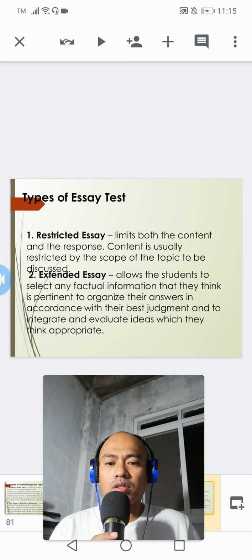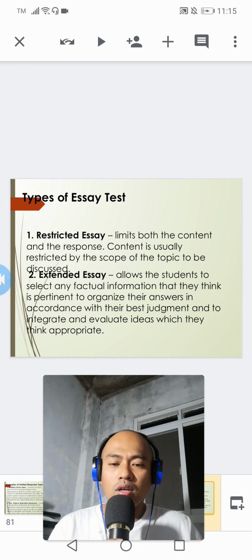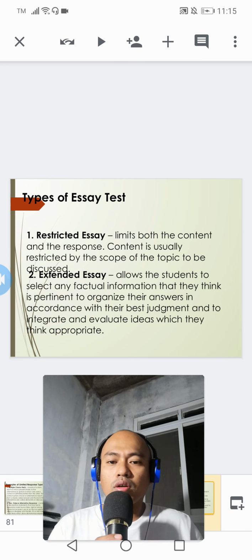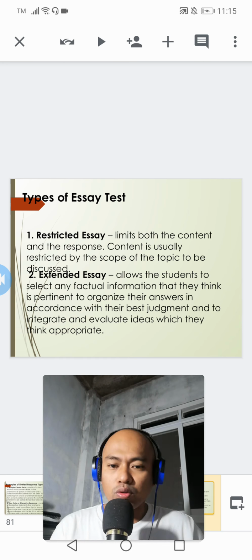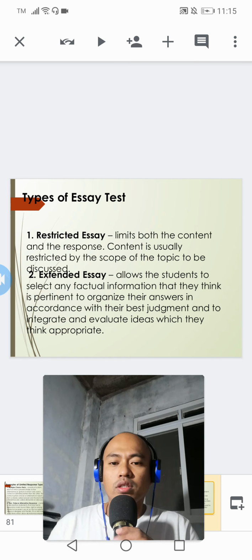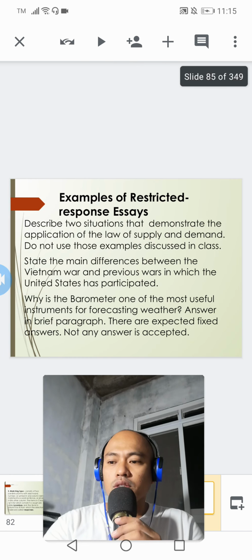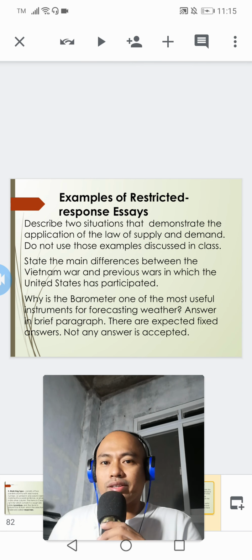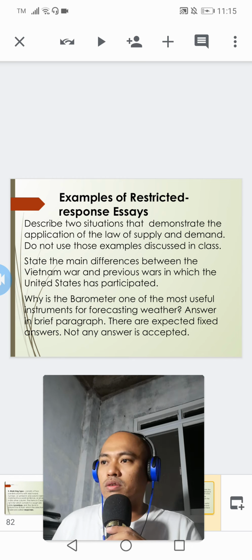So in giving marks for these essay responses, we need to use a tool which will be our guide in giving marks or scores on these outputs of our students. And this tool is what we call the scoring rubric. Okay? So these are examples of restricted essay.